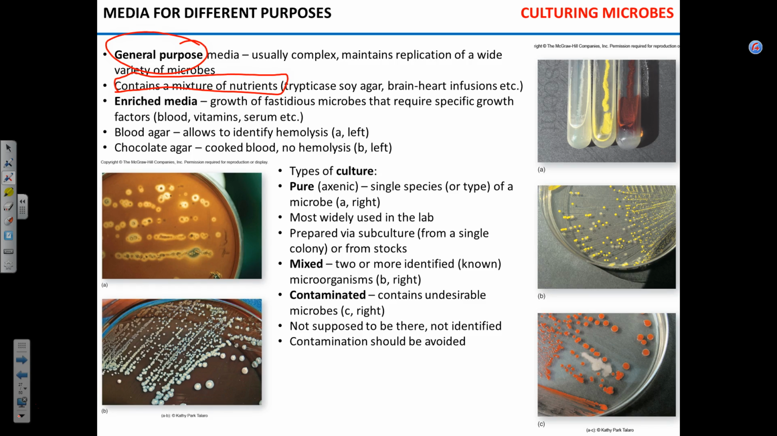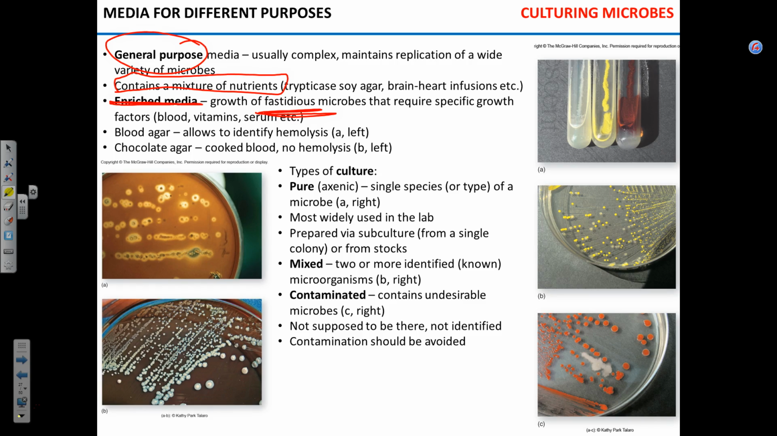Okay, so it supports growth of different microbes, but some microbes are very, very picky. And these microbes are called fastidious. They require some sort of extra nutrient, growth factor to support the growth. Okay, so digested soy protein is not enough for them. These microbes have to be grown on the enriched media. Okay, some of them require vitamins, some of them require specific amino acids.